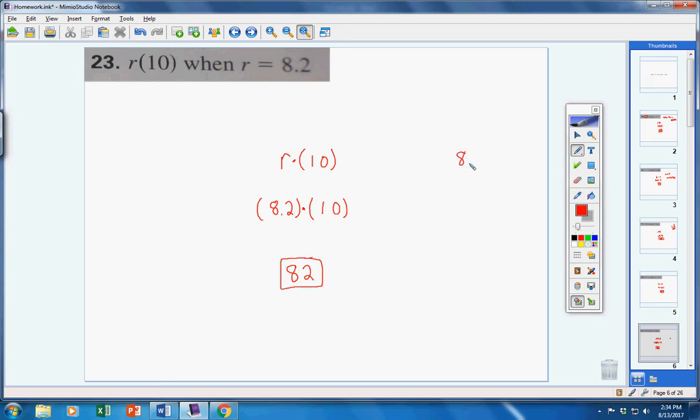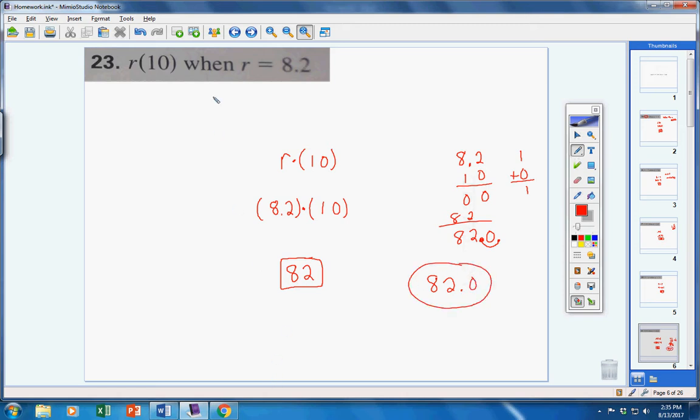If you struggle with that, here we go. 8.2 times 10, 0, 0. 2 times 1 is 2. 8 times 1 is 8. How many decimal places here? 1. How many here? 0. Add those together, you get 1. So you go over 1 decimal place. So from here to here, and there's your decimal. So if you want to put 82.0, that's fine. Okay, I have no problem with that. But 82.0 is the exact same thing as 82.